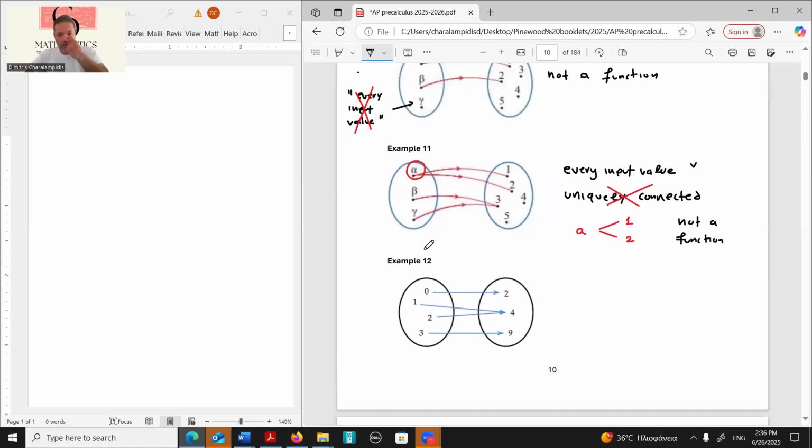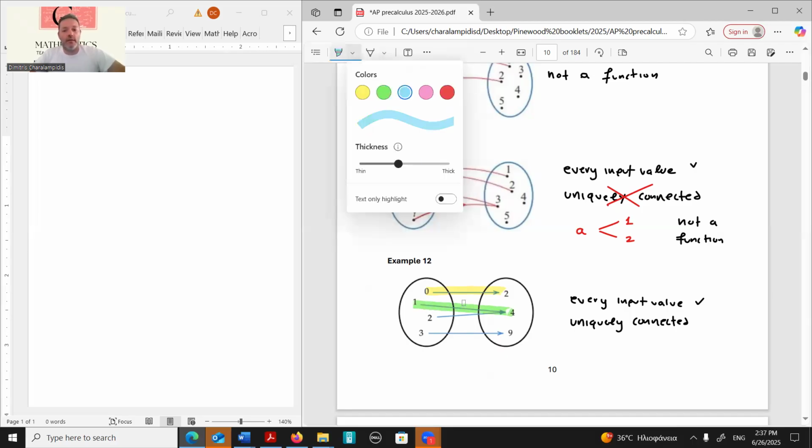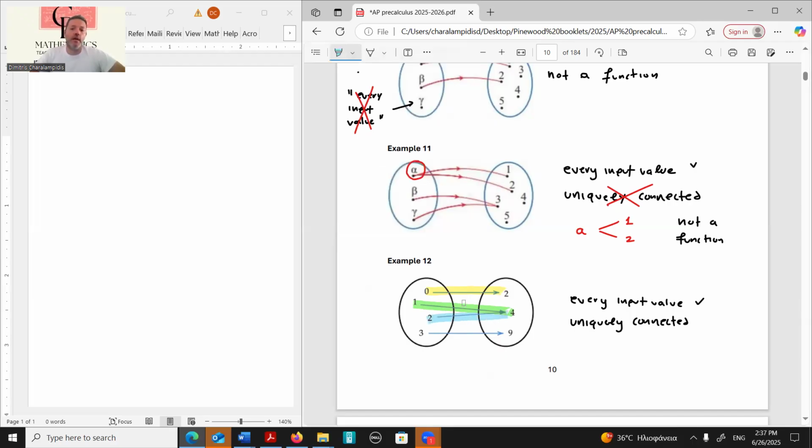Example 12. In the domain, we have numbers 0, 1, 2, and 3. In the range, we have 2, 4, and 9. Every input value: is this condition met? Yes. Uniquely connected: is this met? Well, let's take them one by one. 0 is uniquely connected to 2. So here we are okay. 1 is uniquely connected to 4. 2 is uniquely connected to 4 again. And 3 is uniquely connected to 9. That should be a function.